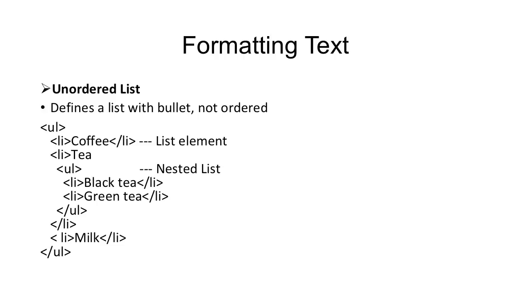You can nest your list. That is, you can create a list within a list. Just make sure you nest another UL tag within the LI tag. We will see more examples while we're actually doing this exercise in our Sublime Text Editor.